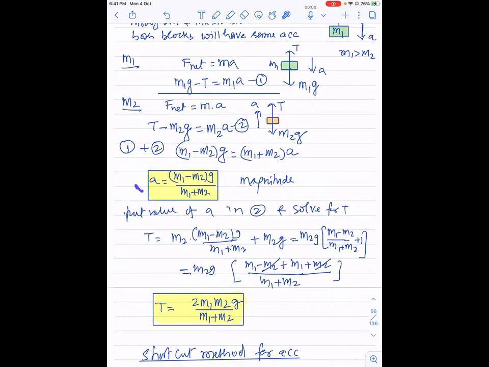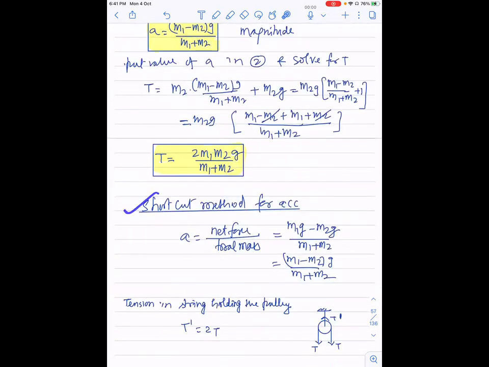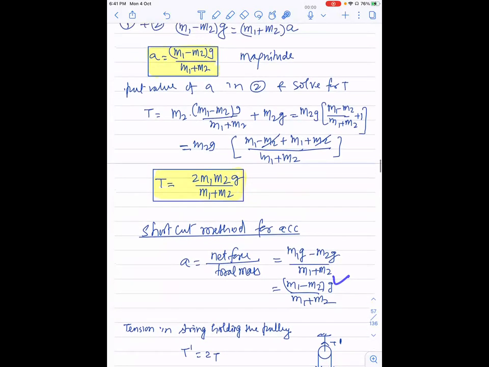Now, shall we see a direct shortcut for acceleration? Yes. To write the shortcut, acceleration is net force upon total mass. In net force, M1g is greater, so it will tend to go down, but M2g will oppose it because of the gravitational pull on it also. So the net force will be M1g minus M2g, divided by the total mass M1 plus M2. So it is coming the same. Can you see?